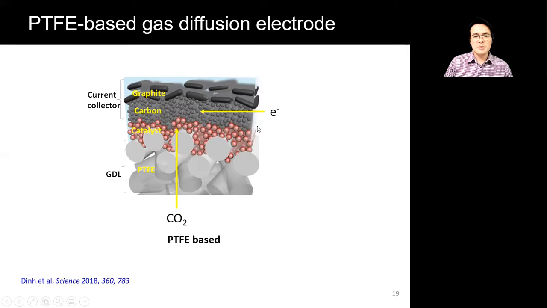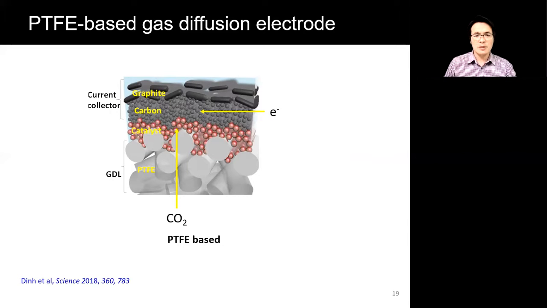So electrons need to go through either the catalyst layer or another layer. In order to improve the electron transport, we add a layer of carbon nanoparticles and graphite on top of the catalyst layer. So now the CO2 and the electrons go in different directions to the surface of the catalyst, right? Which is different from the carbon-based one. So we decouple the path for CO2 and electrons.